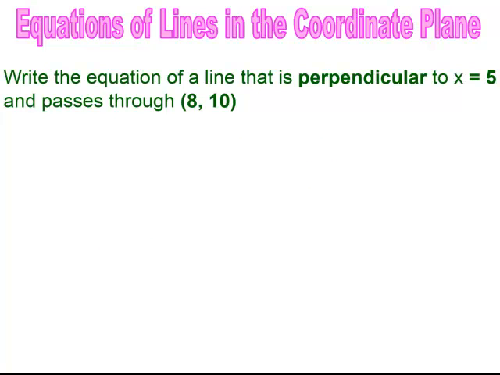So we're looking for a perpendicular line to x equals 5, so we end up getting y equals 10 because perpendicular is the opposite of undefined, which would be 0, opposite reciprocal.